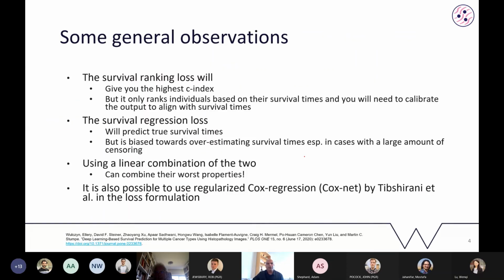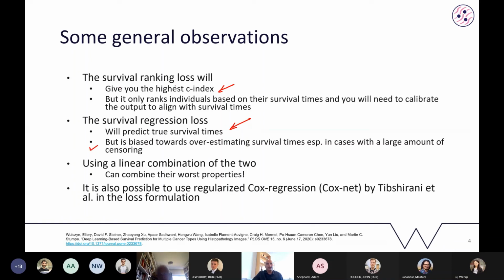But there are a few general observations that I would like to point out. The survival ranking loss that we talked about, it's guaranteed that it would give you the highest C index. I won't go into the proof, but if you're looking for a high C index, use the ranking loss. If you're trying to predict the survival times, use the survival regression loss, but it tends to overestimate survival times because it essentially is trying to predict the minimum survival time of a given individual. So it does overestimation of these. So that is where the issue is.